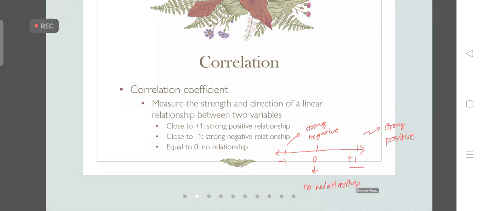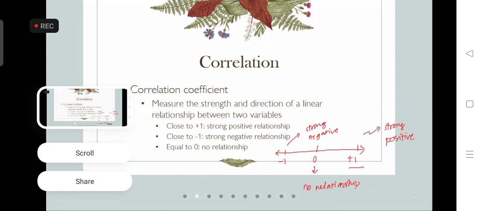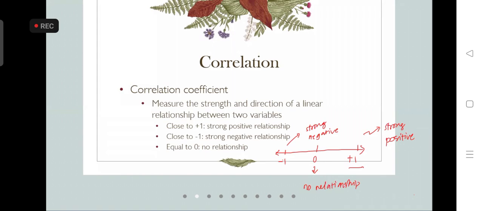Copy? Wala rin questions? Proceed ta? Sige, moving on.